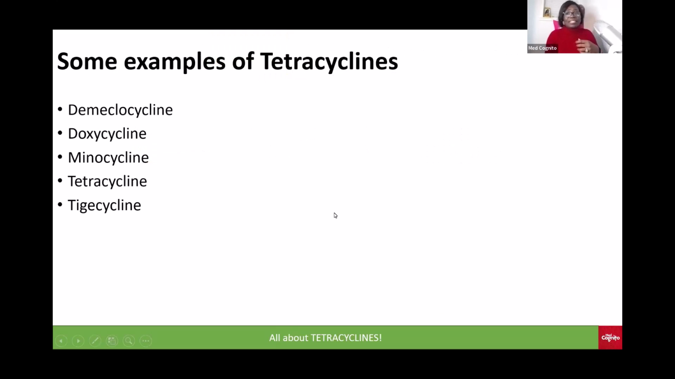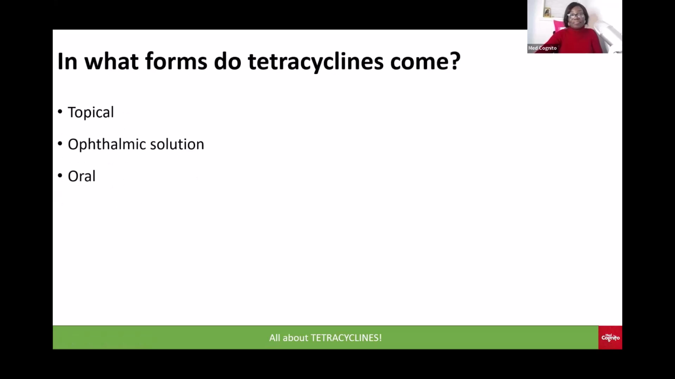So let's now look at some examples. I already told you about this first one, demeclocycline, which is used to treat SIADH. We also have doxycycline. So you see they are all ending in cycline. Minocycline, tetracycline, tigecycline. So they all end in cycline. So these are some examples of tetracycline.